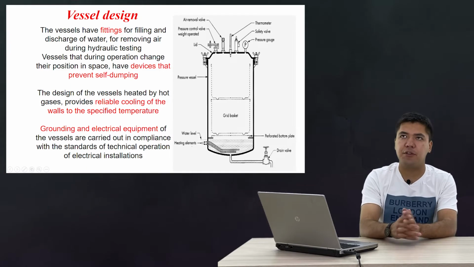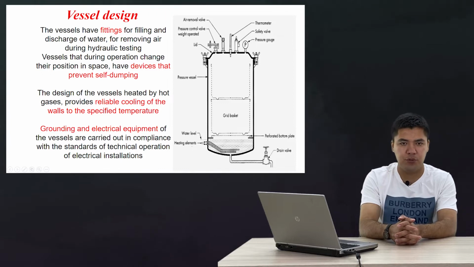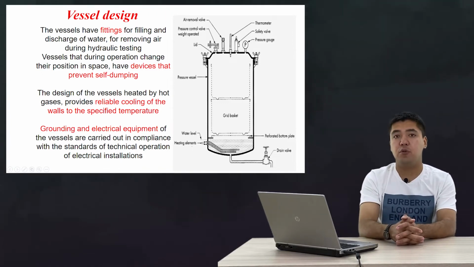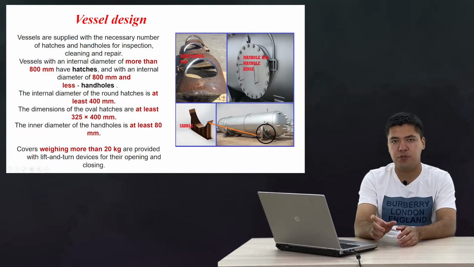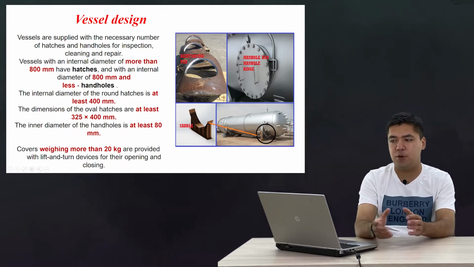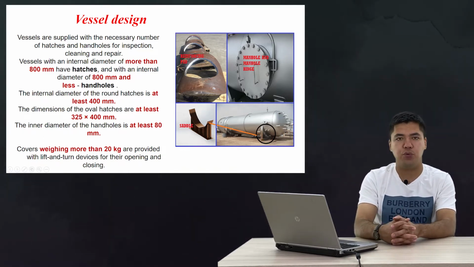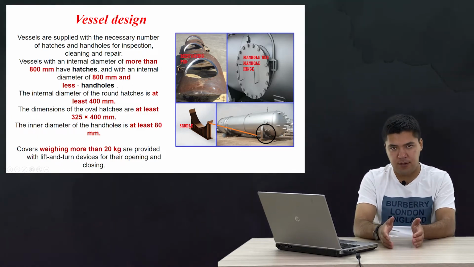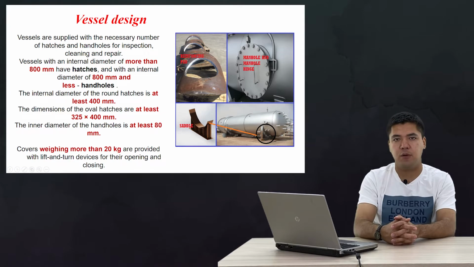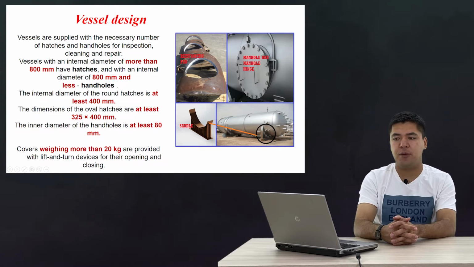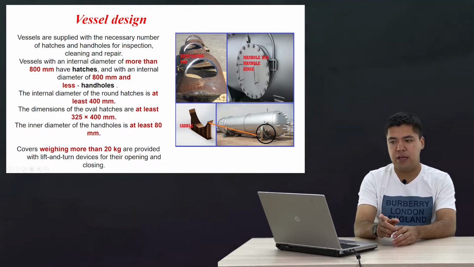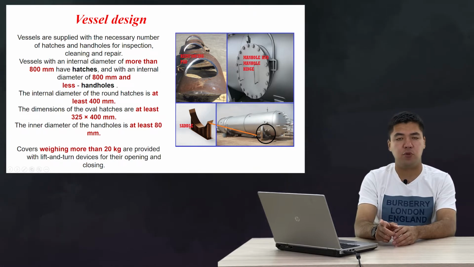And you may ask me how to enter a pressure vessel. It can be a confined space, and if there are any exits or windows to enter into pressure vessels, of course, the entrance shall be considered, and we have special requirements. Even the numbers for doors and openings for pressure vessels are considered in the law. According to that law, a vessel with an internal diameter of more than 800 millimeters has hatches, and with an internal diameter of 800 millimeters and less, handholds.